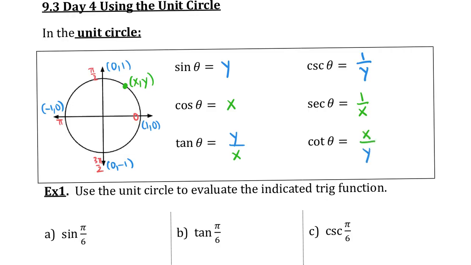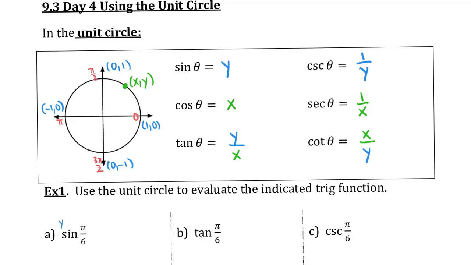So we're going to keep using the unit circle to evaluate, but now we're just going to add in some of the reciprocal functions. Let's look at the unit circle real quick. Example 1, use the unit circle to evaluate the indicated trig function. So I'm doing sine of pi over 6. Let's look at pi over 6, keeping in mind that sine is the y-coordinate.